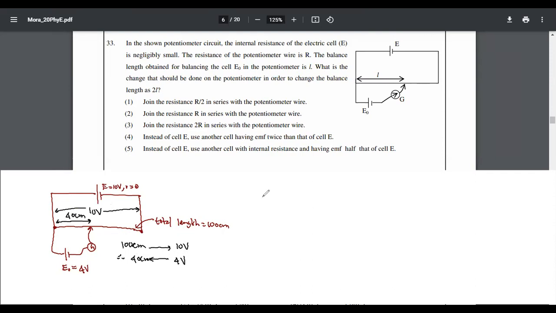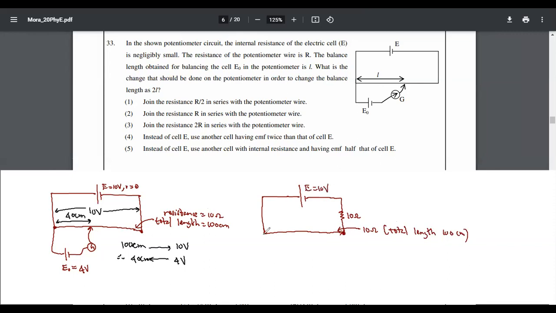What will happen if I put another resistor? Now, let's say the total length of the potentiometer wire is 100 centimeter and the resistance of that is 10 ohm. Right, now I put another 10 ohm resistor in series like this. Okay, this is 10 ohm. The potentiometer is also 10 ohm. So don't forget that. And it has a total length of 100 centimeter. Now E is 10 volt and E naught is still 4 volt. We did not change that.